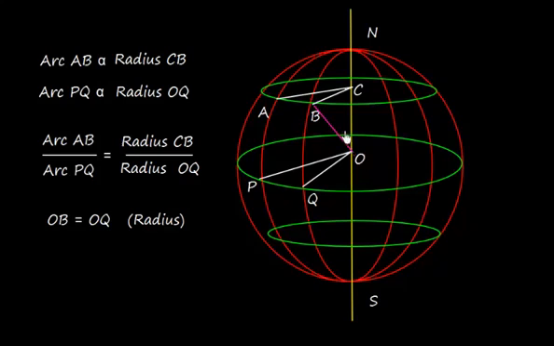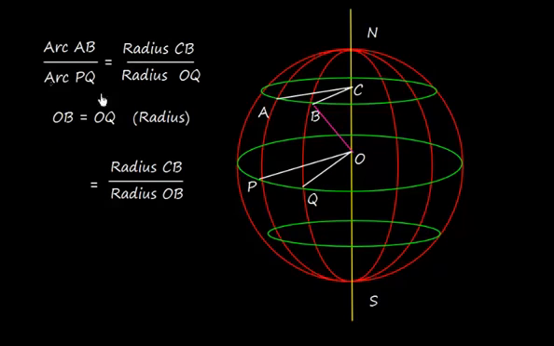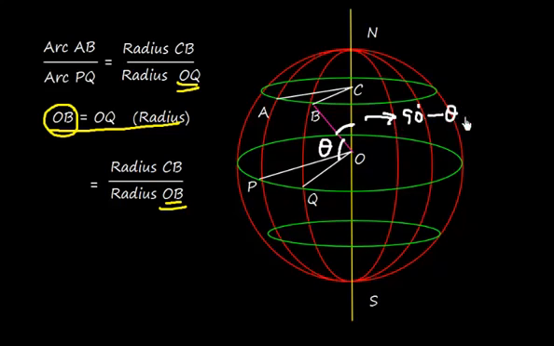Now, if I join O to B, what we see is that this is a radius and OQ is also a radius. So OB and OQ are the radius of the earth or the sphere. Since this is the radius, instead of OQ we just replace it by OB, so we have radius CB divided by OB. Now suppose this angle was theta. If this angle is theta, then this angle is going to be 90 minus theta.